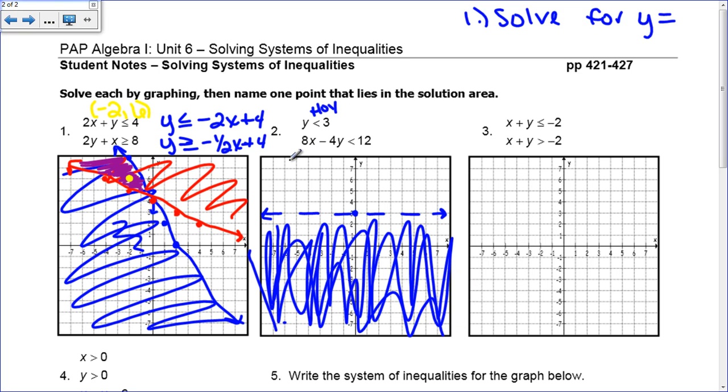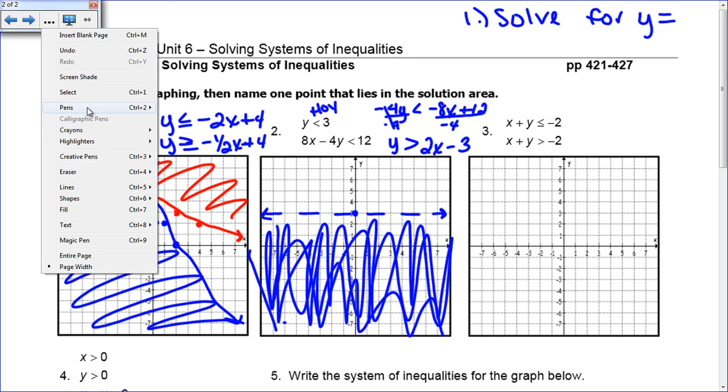Okay, now the next one, I've got to get y by itself. I have a little bit more room this time, but that's what we're going to do. I'm going to start by subtracting 8x. So I have -4y is less than -8x plus 12, because I subtracted it. Now I have to divide everything by -4, and so now that rule applies. Now I have to turn my symbol. It now becomes greater than because I divided by a negative. And when I do -8 divided by -4, that makes +2x. And 12 divided by -4 is -3. So now I have my equation.